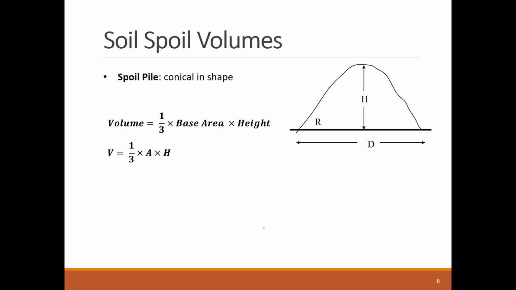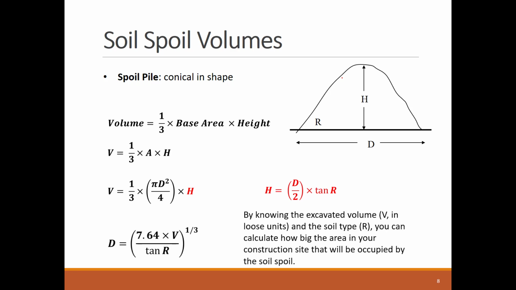So by going back to the volume formula, V equals 1/3 times the area times the height. The base area is circular with a value of pi d squared over 4. The height can now be related to d using the angle of repose and the triangle formed by d over 2 and h. By substituting h's formula into the volume V, you can calculate the diameter of the soil spoil pile by using the excavated volume V in loose units and the angle of repose.